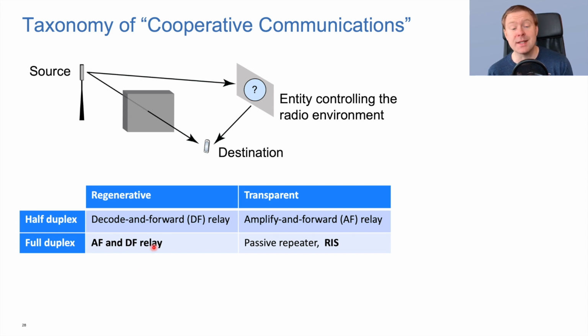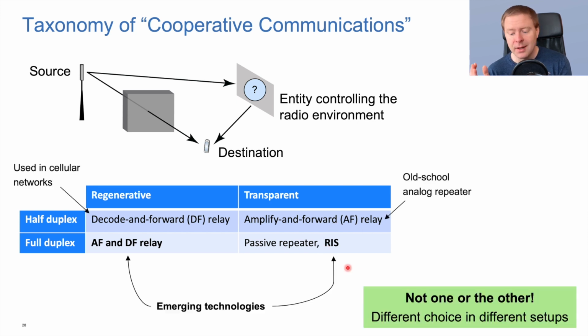They can transmit and receive at the same time, but typically it still takes the signal, processes it, and then retransmits it. And then we have the category of full duplex transparent relays, which contains the classical passive repeaters, but also the new technology of reconfigurable intelligent surfaces. And it's not about one being better than the other here. They are made for different use cases. So we need to figure out what this new idea of reconfigurable intelligent surfaces is inherently good at compared to the existing toolbox of cooperative communication methods.